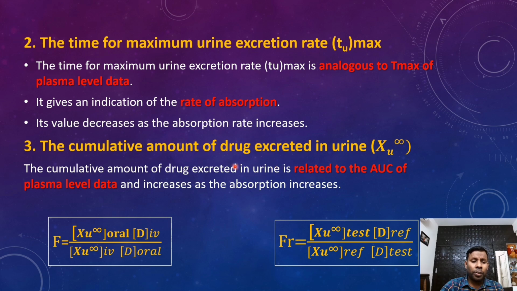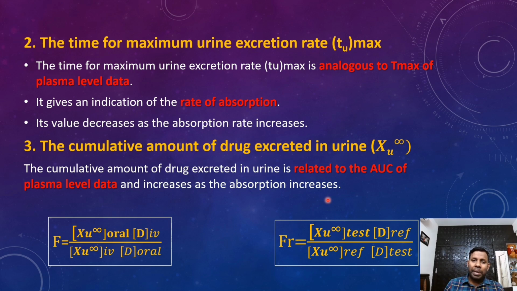Then last point of urine level data is XU infinity, means the cumulative amount of drug excreted in urine. And this XU infinity is same like AUC of plasma data. There AUC was telling about the extent of drug absorption. Here also this XU infinity will indicate about the extent of drug absorption. And this value will increase as the absorption also increases.